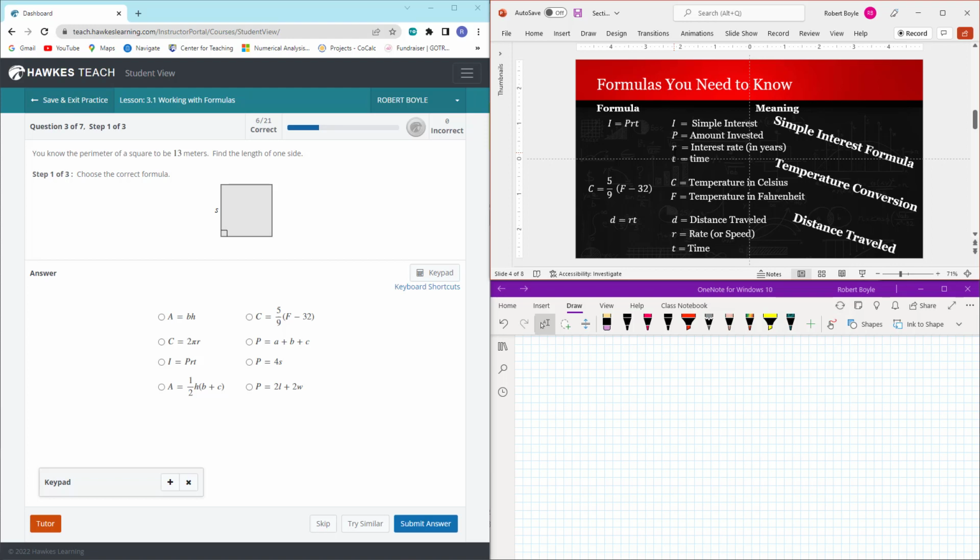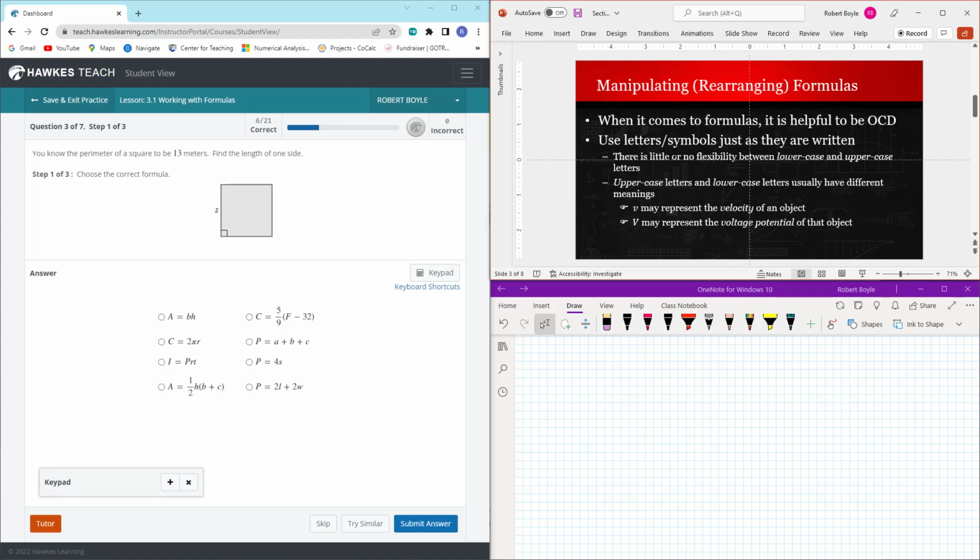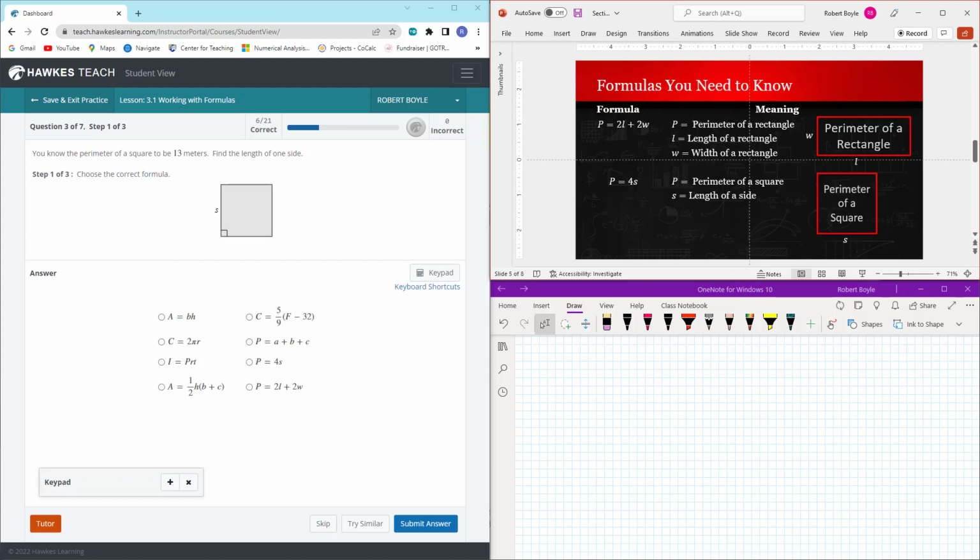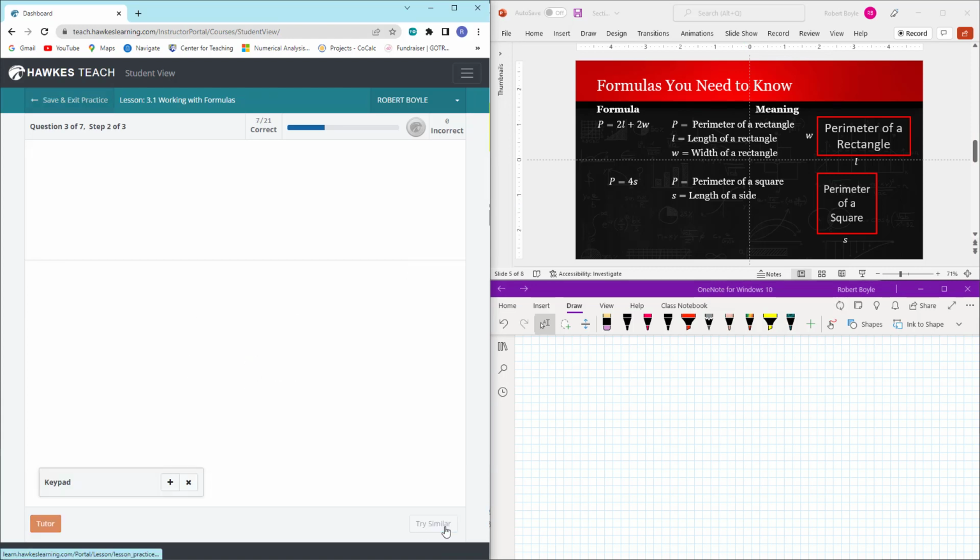Okay, none of these have to do with perimeter. I went the wrong way. Here is the perimeter of a square. This right here is the formula. So we want to find that one. It's right down here. Okay, next, we can submit answer. I did it right. We can move on.